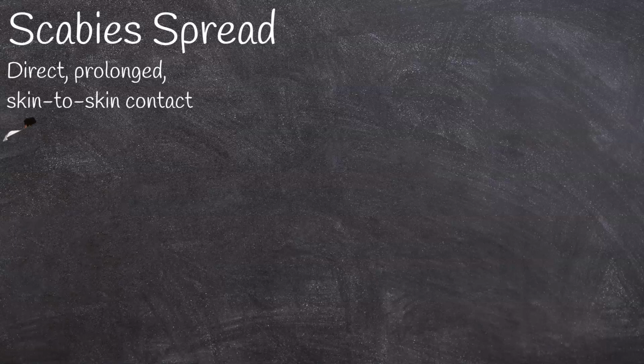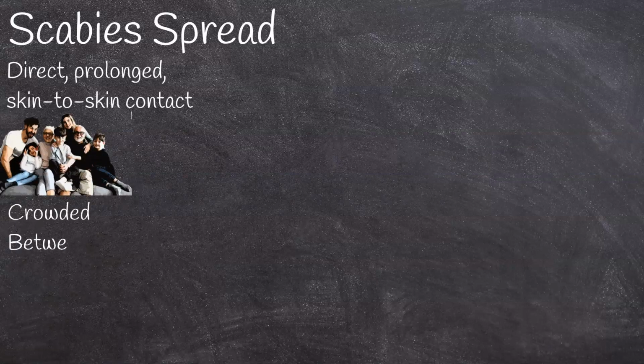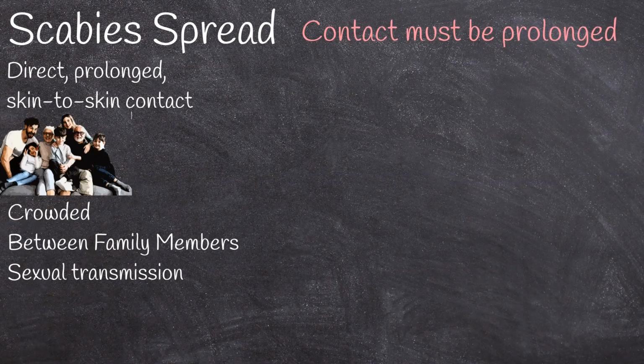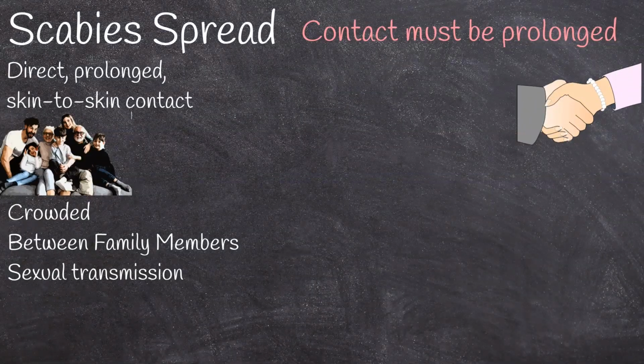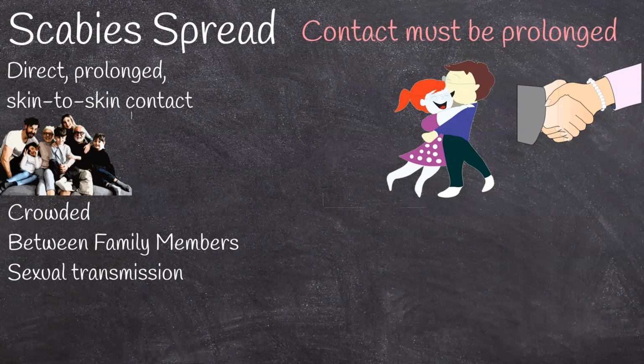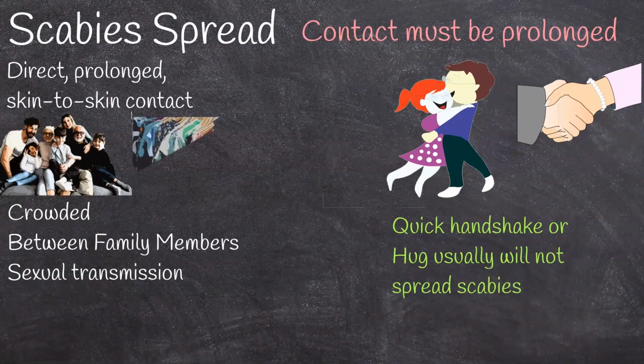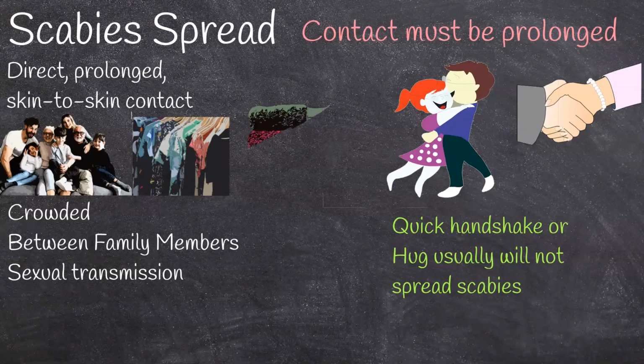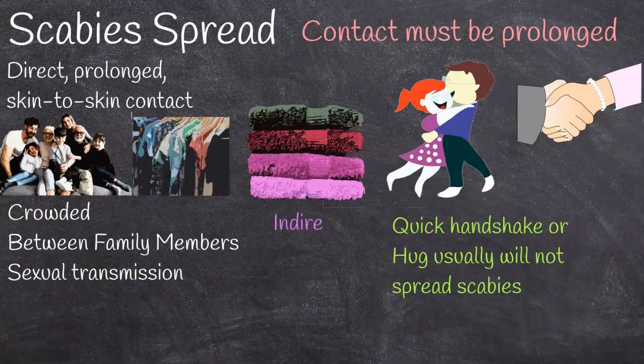The scabies mite usually is spread by direct, prolonged, skin-to-skin contact with a person who has scabies. Scabies can spread rapidly under crowded conditions where close body and skin contact is frequent. Contact generally must be prolonged. A quick handshake or hug usually will not spread scabies. Scabies is spread easily to sexual partners and household members. Scabies sometimes is spread indirectly by sharing articles such as clothing, towels, or bedding used by an infested person. However, such indirect spread is less common.